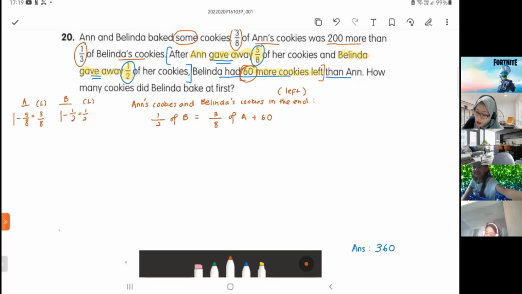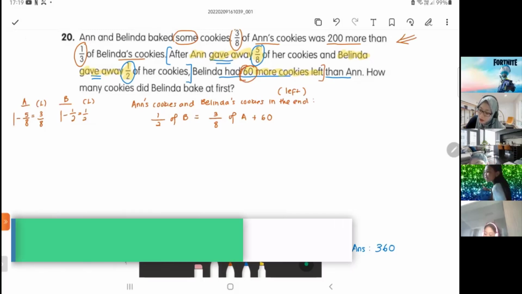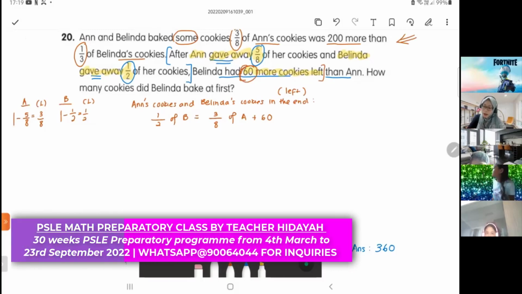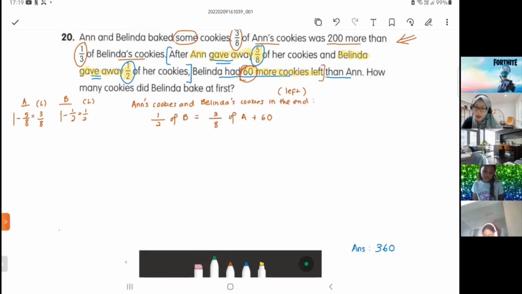But if you look at the question, we are given the starting relationship. Can you see that? Can you see the starting relationship? 3/8 of Anne's cookies was 200 more than 1/3. That one is the starting relationship. But I cannot start the question with that relationship because I'm also given the ending. So I am going to start with the ending. Why is that so? Because the question asked for at first. So it is definitely a working backwards question. And when you have a working backwards question, you need to start from the end. That's why I started from the end, because it is a working backwards concept question.